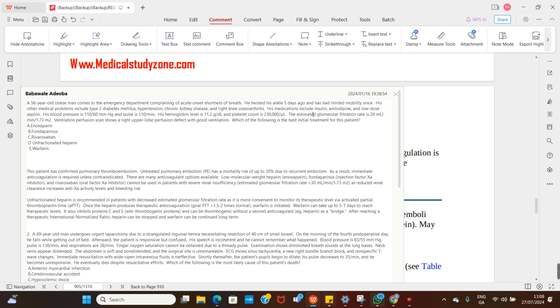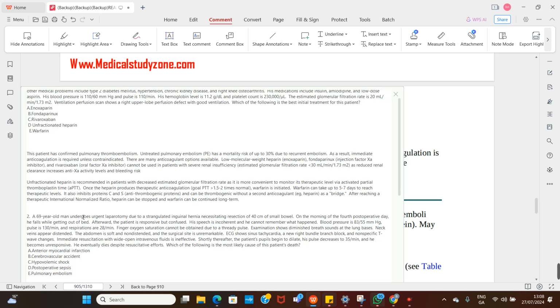So the only one you can give out of the direct acting oral anticoagulants is what? Anybody remembers? Apixaban. You can give apixaban, but you cannot give rivaroxaban. So you can give either apixaban or your what? Unfractionated heparin. So that's why D is correct.